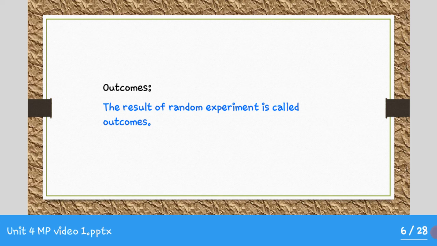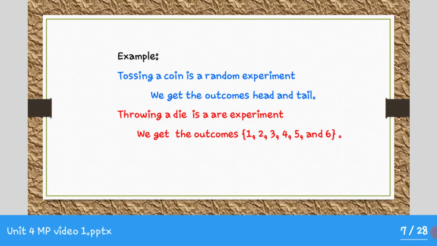Next one is outcomes. The result of a random experiment is called outcomes. Example, tossing a coin is a random experiment. We get the outcomes head and tail. Throwing a die is a random experiment. We get the outcomes 1, 2, 3, 4, 5 and 6.